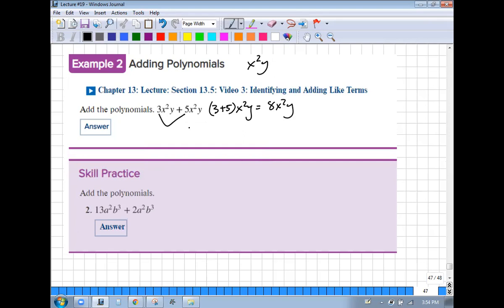These are like terms, same variables, same exponents, so we can add them together. Here we have a squared b cubed, a squared b cubed. These are like terms, so we can just add them. 13 plus 2. These are both times the a squared b cubed. We have 15 of these blobs.